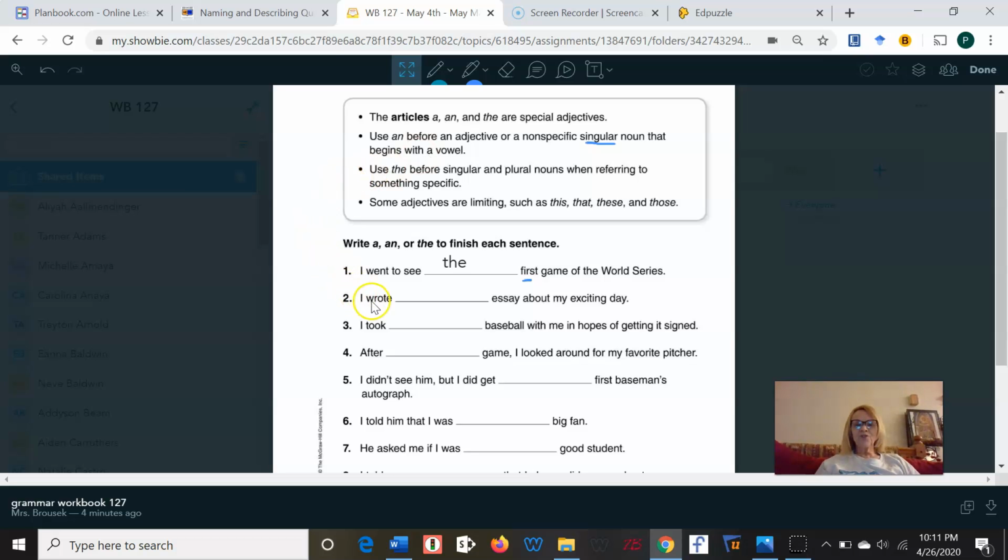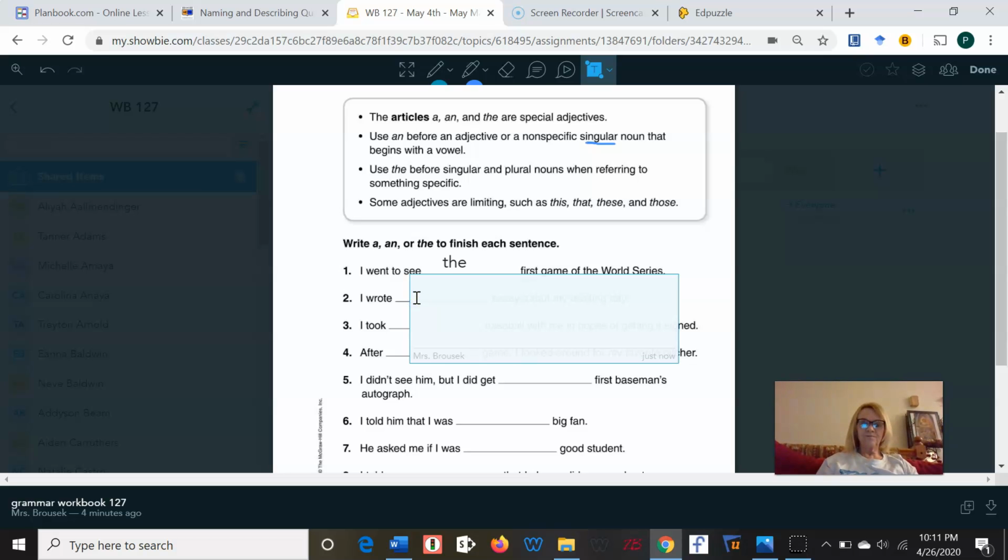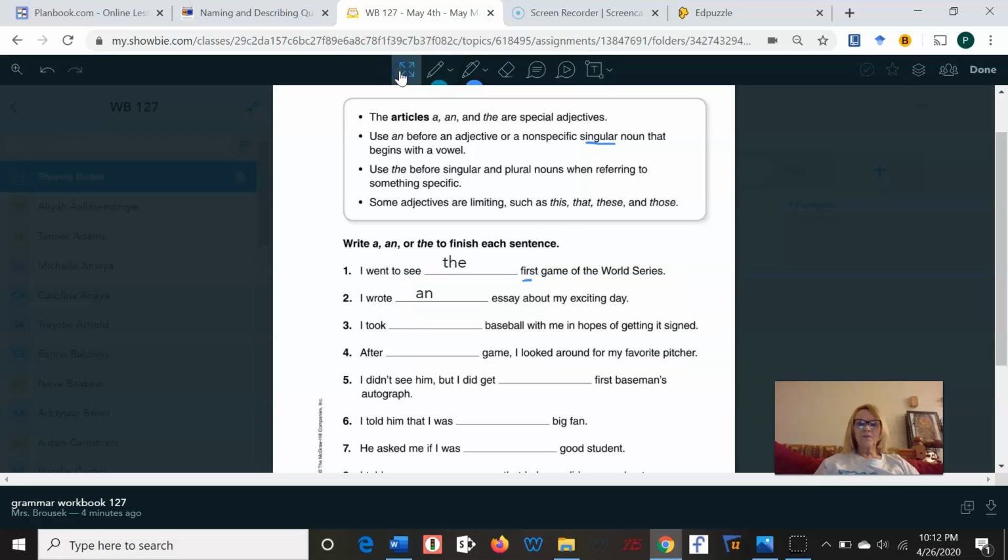So let's look at number 2. I wrote blank essay about my exciting day. This begins with a vowel. So which of our bullets do you think that we should use? I hope that you're picking an. I wrote an essay about my exciting day. There we go. So I went to see the first game of the World Series. I wrote an essay about my exciting day.